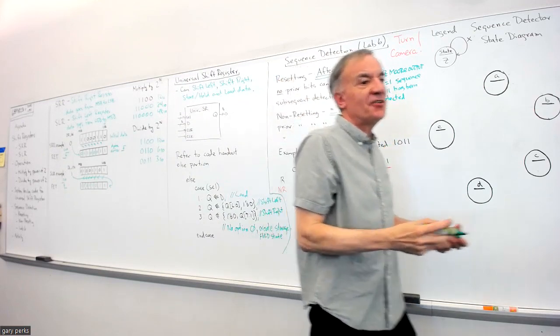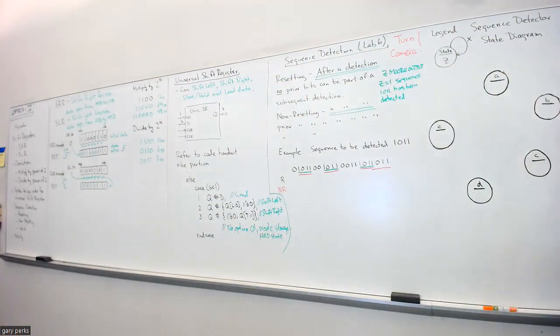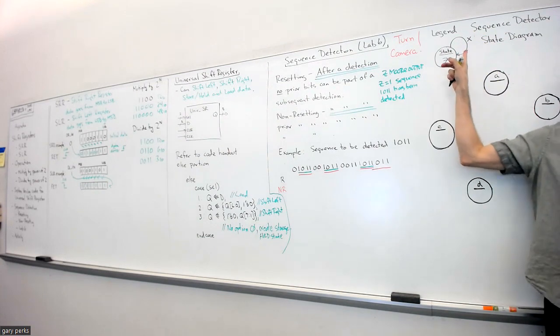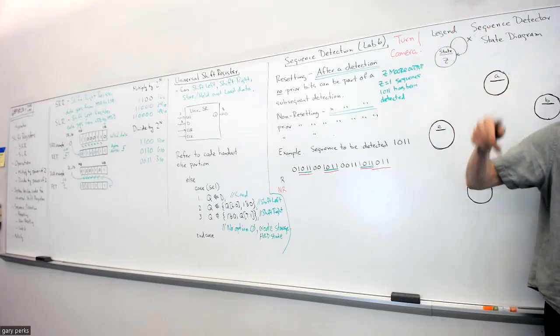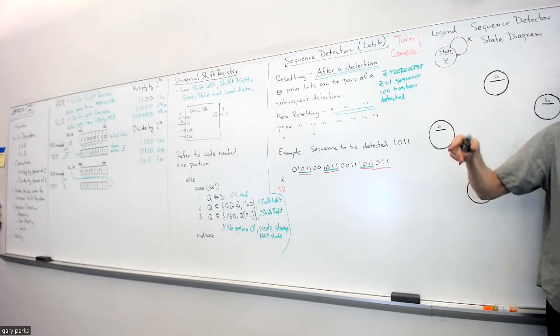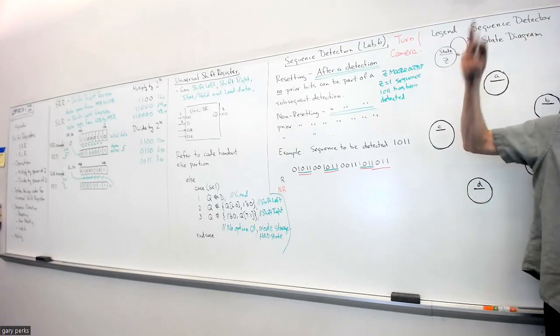Right? If Z is 0, that means we haven't detected sequence 1011. Okay, then we have the curved arrow. And what does the curved arrow represent in state diagrams? Like, how do we go from one state to the other? What has to occur? Here's a clue. What has to occur?